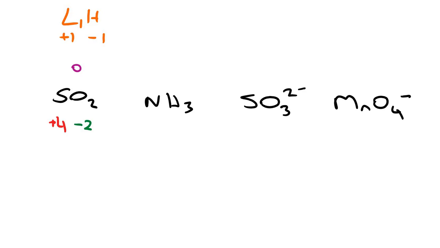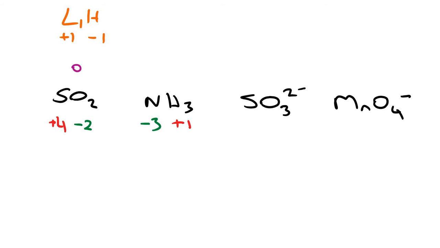Now let's look at ammonia. We've got a hydrogen there. We know it's not bonded to a metal, so the hydrogen will have an oxidation number there of plus 1. We know there's 3 of them, so the oxidation number of the nitrogen has to be minus 3.